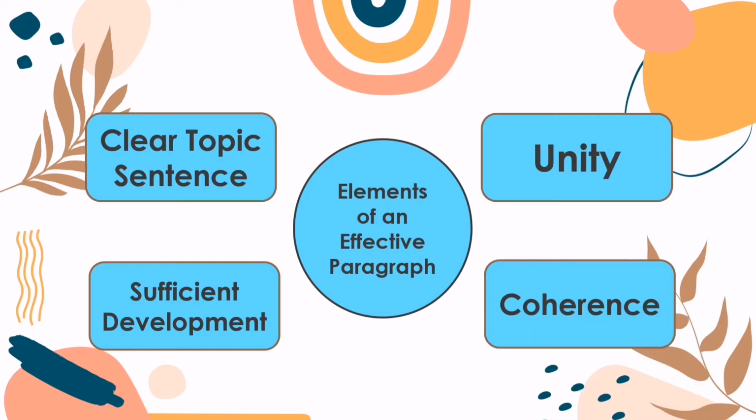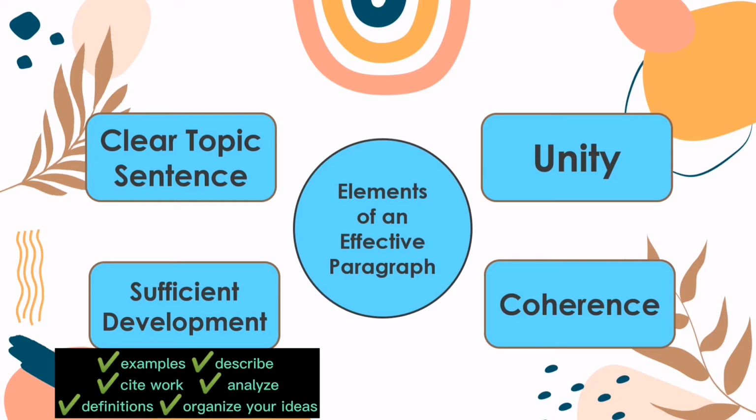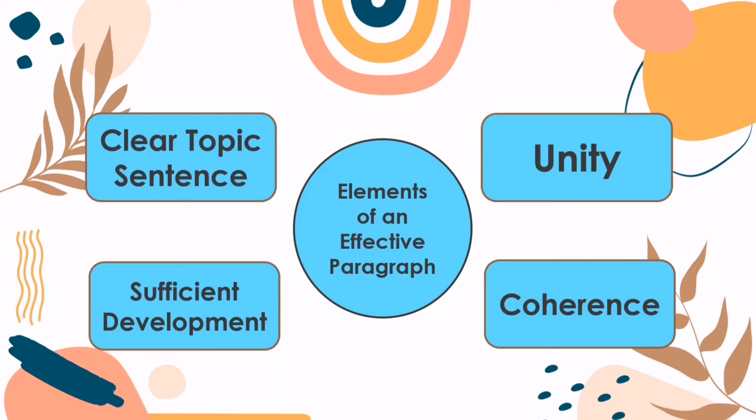The last one is sufficient development. It is essential that the topic is sufficiently developed. Do not limit yourself to a set number of sentences. Readers should not be left with questions after reading a sufficiently developed paragraph. A writer should include the following for sufficient paragraph development: examples, site words, definitions, describe, analyze, and organize your ideas.